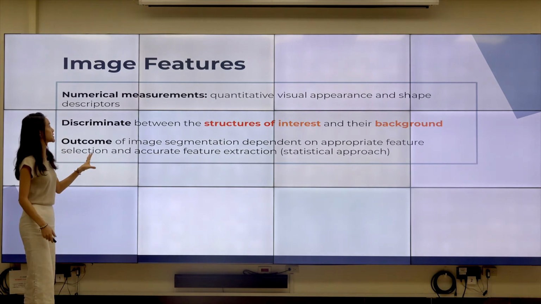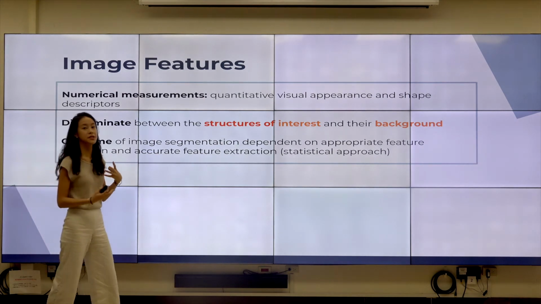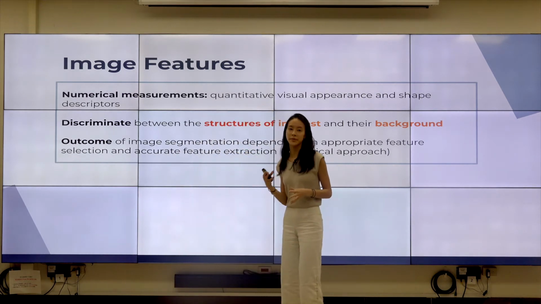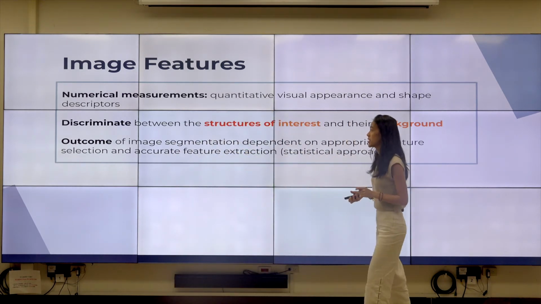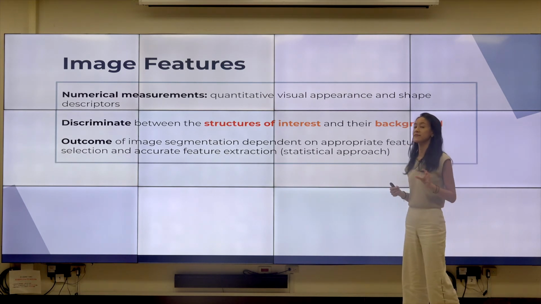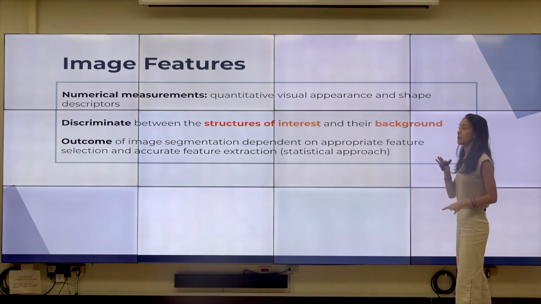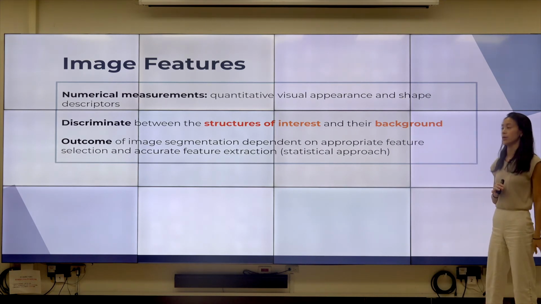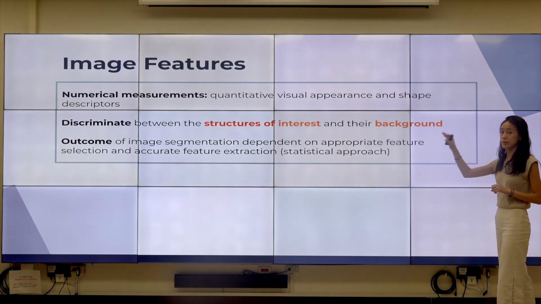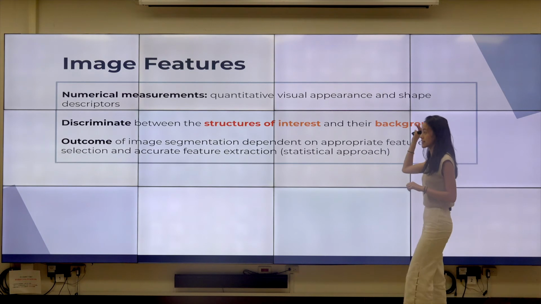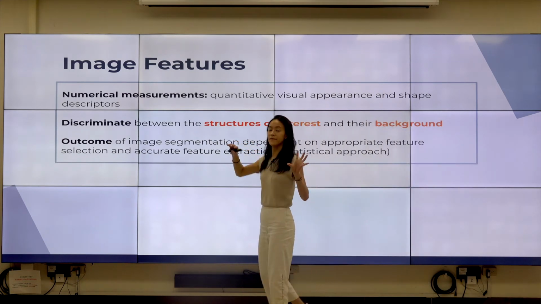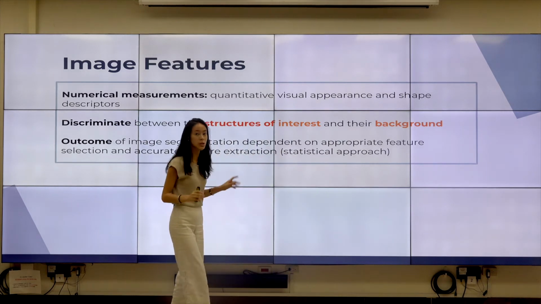So for image features, there are things that we need to consider or be reminded of, because the way that we interpret images is very different from the computer. Image features come into play when we're segmenting images and are very, very important. The very first thing to remember is that they are numerical measurements. So they are quantitative visual appearance and shape descriptors. These are things that the computer would be reading in order to determine what features it is looking at, or in order to learn those features.